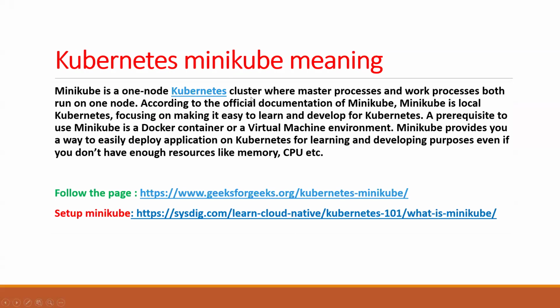Minikube is a one node Kubernetes cluster where the master process and worker process both run on one node. According to the official documentation, Minikube is a local Kubernetes focusing on making it easy to learn and develop for Kubernetes. A prerequisite to use Minikube is a Docker container or a virtual machine environment. Minikube provides an easy way to deploy applications on Kubernetes for learning and developing purposes, even if you don't have enough resources like memory and CPU.